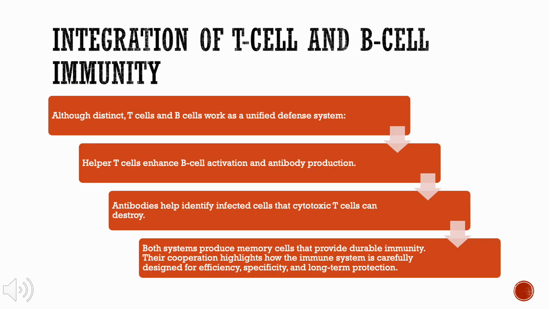Even though T cells and B cells have different roles, they work together as a coordinated team. Helper T cells are essential for activating B cells, and antibodies help cytotoxic T cells identify infected cells. Both systems generate memory cells that allow the immune system to respond more quickly and effectively if the same pathogen returns. This collaboration results in powerful and long-lasting immunity.